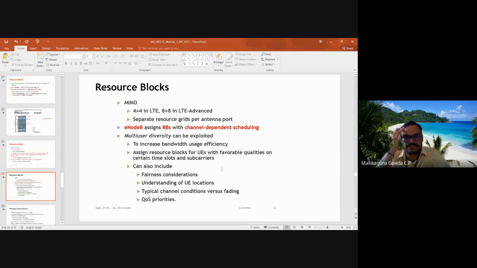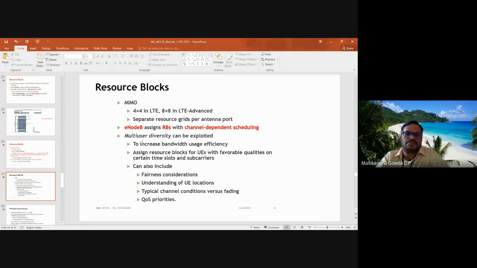This is all about support for the MIMO technique. In LTE, we can support 4x4, that is 4 antennas at the transmitter side and 4 antennas at the receiver side. LTE Advanced can support 8x8, 8 cross 8 we say. And the eNB will be assigning the resource blocks with channel dependent scheduling. I already discussed what channel dependent scheduling is, and I hope you can recall it.